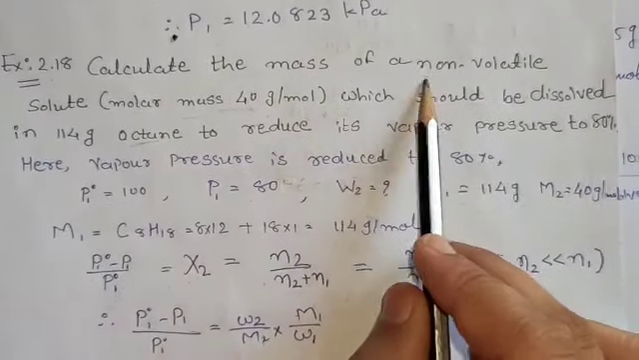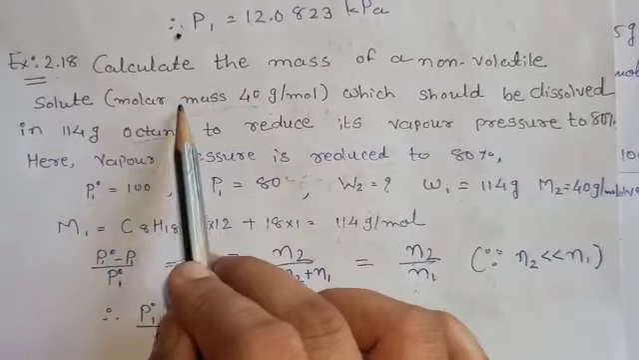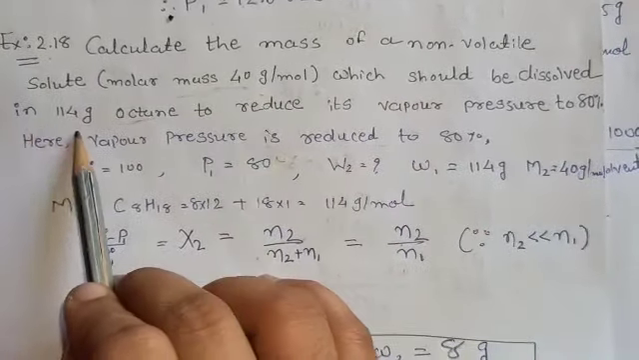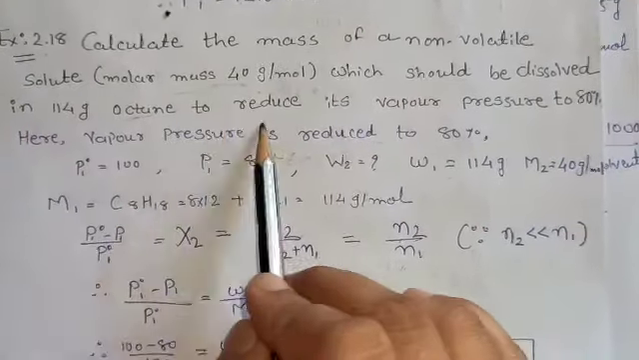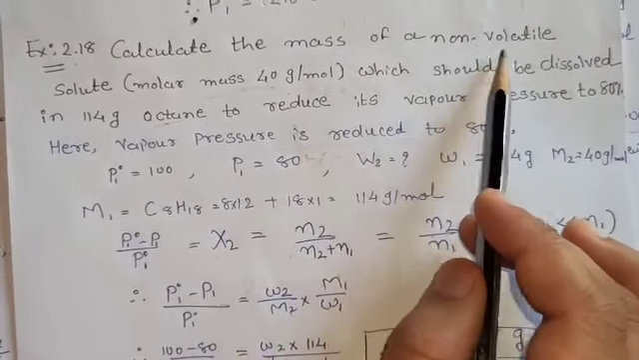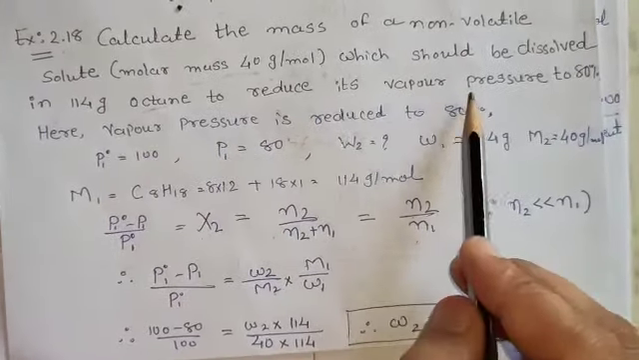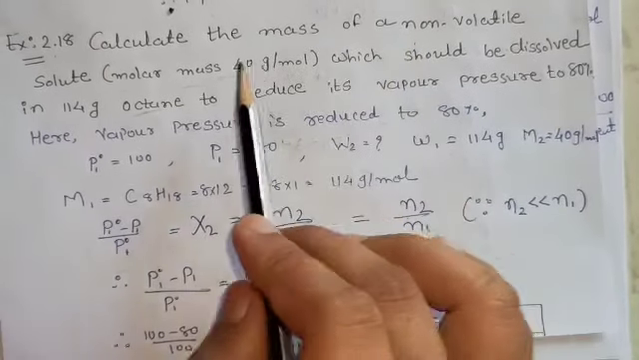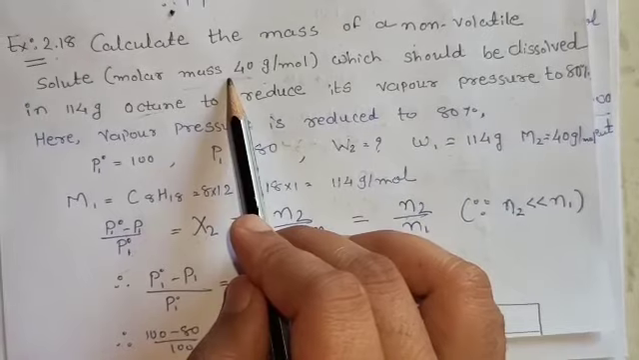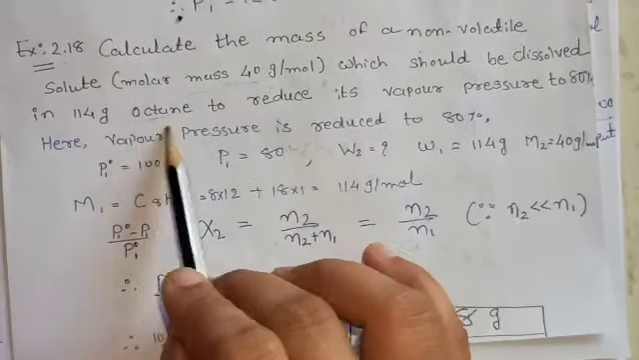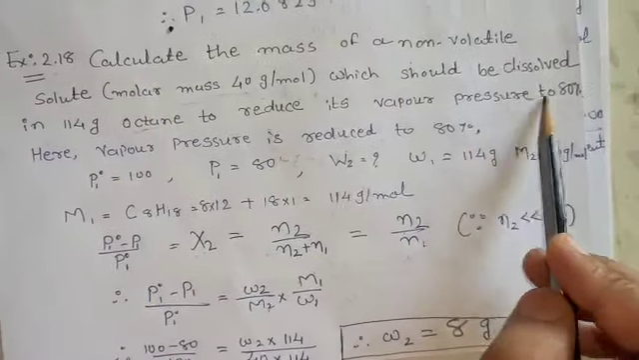Right, question number 2.18. Calculate the mass of a non-volatile solute having a molar mass of 40 gram per mole, which should be dissolved in 114 gram of octane to reduce its vapor pressure to 80%. Here we have to find out the mass of the non-volatile solute. When we add this non-volatile solute of mass X having a molar mass of 40 gram per mole, the vapor pressure of octane is decreased to 80%.